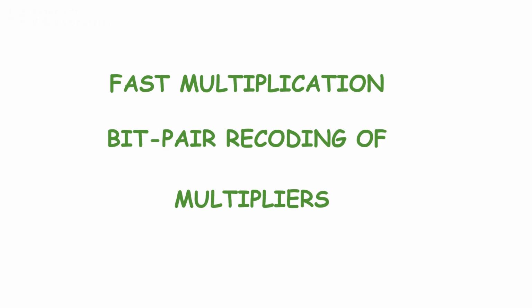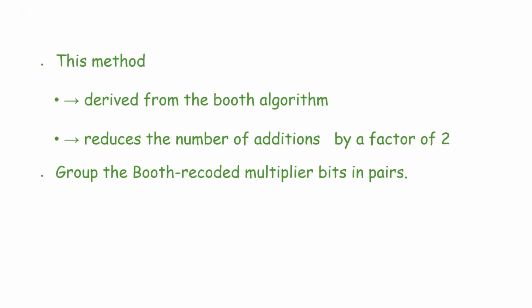This implies the number of partial products can be reduced, so that we can easily recode as well as compute the final product. Bit pair recoding, also known as the modified Booth algorithm, limits the total number of additions to n by 2 for n bit operands. The fast multiplication method is derived from the Booth algorithm, which reduces the number of additions. A group of Booth recoded multiplier bits in pairs can be represented by considering the fast multiplication method.